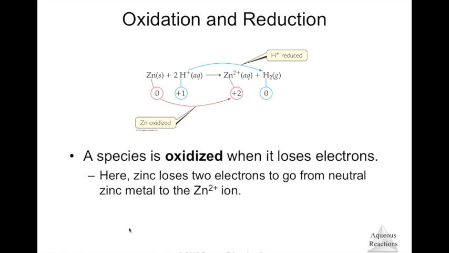So oxidation-reduction: a species is oxidized when it loses electrons. Again, we're assigning our oxidation numbers. Zinc is just an element, so it's got a 0. H+, its oxidation number is +1. Zn2+, it's an ion, so its oxidation number is +2. And H2 is just elemental hydrogen, so it's 0. So zinc goes from a 0 over here to a 2+ over here. Here zinc loses 2 electrons to go from neutral zinc metal to the 2+ ions. So it was oxidized, right? It lost electrons, lost its negative charge, and became more positive.